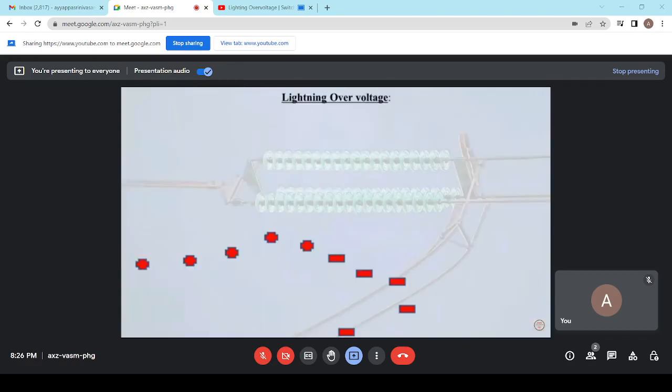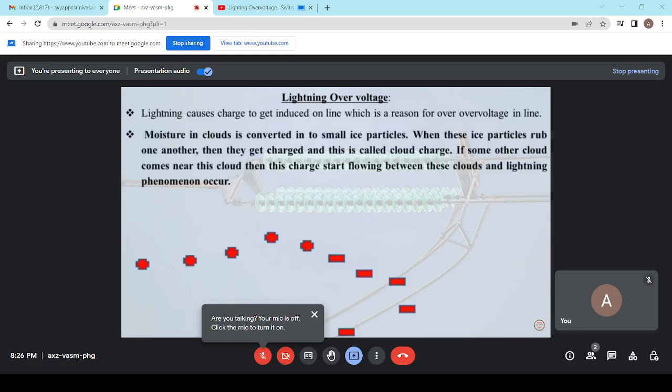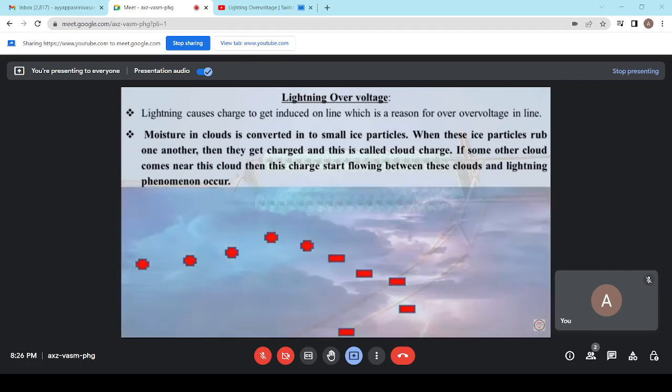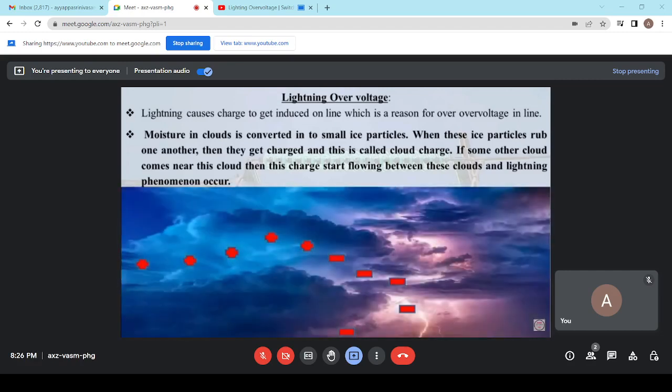You all must have seen lightning across dense dark clouds in rainy season. Friends, have you ever wondered why this lightning phenomena occur? Today I will explain it to you. See, these clouds are made up of small drops of water. Now due to low temperature at height, these droplets of water are converted into ice crystals. Now when these ice particles rub against each other, then they get charged. And this charge is called cloud charge.